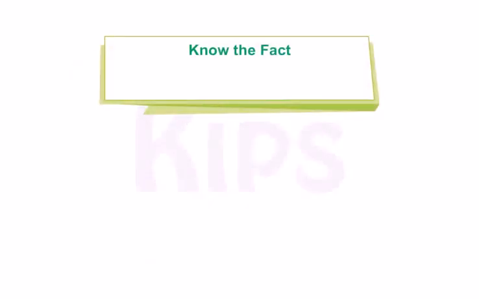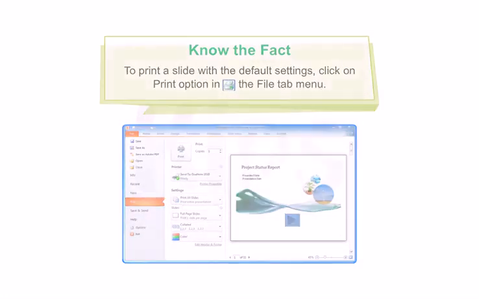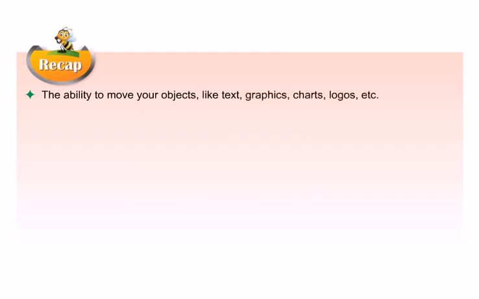Time for a fact file. To print a slide with the default settings, click on the Print option in the File tab menu. Let us quickly glance through the key points discussed in this chapter. The ability to move your objects like text, graphics, charts, logos, etc. in any direction of the slide is called animation.